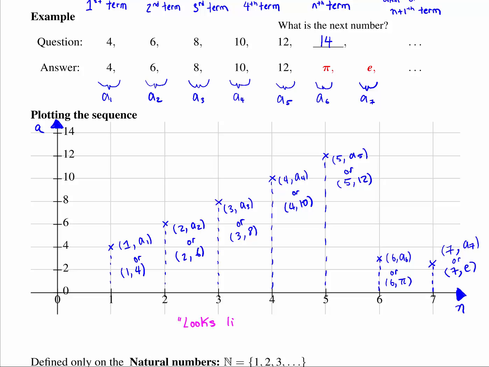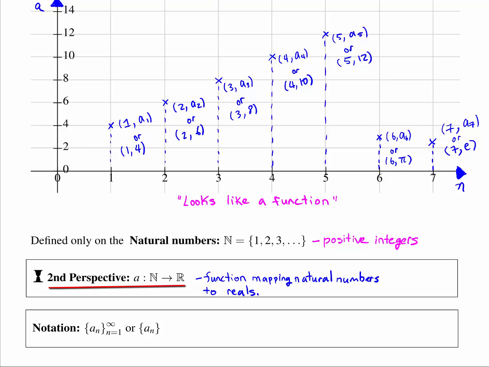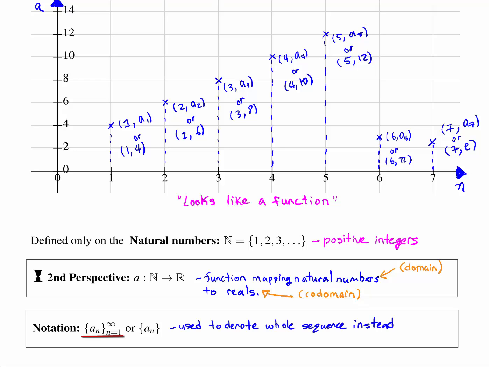It appears that we have graphed some form of function, with n being the independent variable and a being the dependent one. So for example, the value at 3 is 8, which is a3. The value at n would then be an. This function would only be defined on the natural numbers, i.e. the positive integers. So for this second perspective, we can consider a sequence a mapping from the natural numbers into the real line. We use a sub n, enclosed in braces, with an optional lower script n equals 1 and superscript infinity to denote the whole sequence instead of just the nth term.